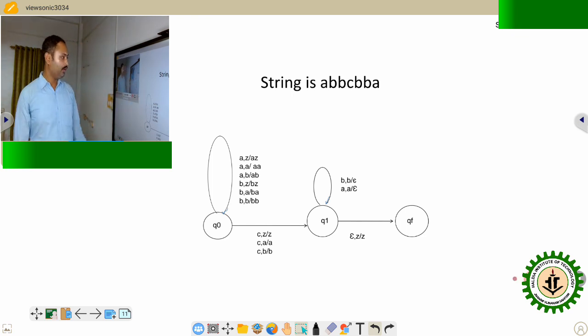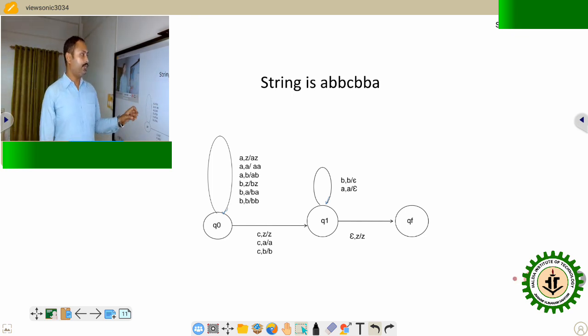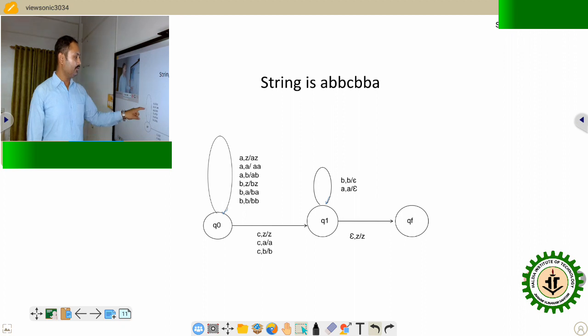See, at first our stack is empty and we are going to add A. So this will be our possible transition. Stack is empty means only Z is left over there. So A is the input symbol and Z is the top of the stack.